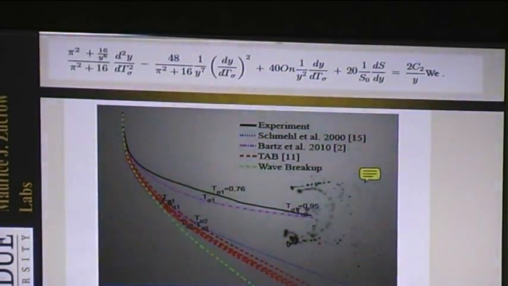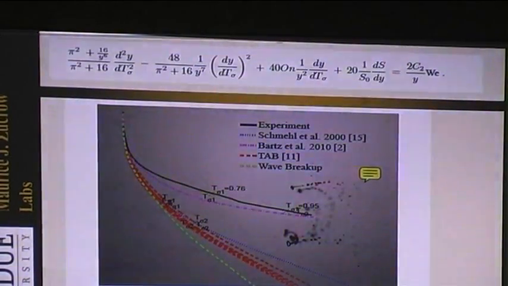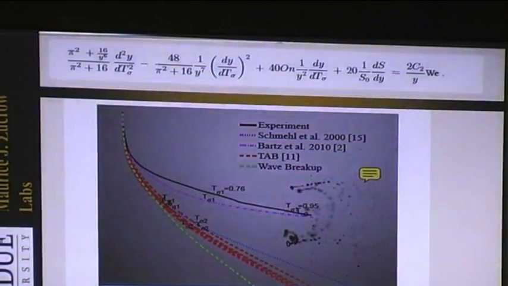So the point from this is that the nonlinear Taylor analogy breakup model, as originally proposed by Schmehl, but most recently modified by Frank Oliver Bartz and Yildmesher, folks at Karlsruhe Institute of Technology, does a pretty good job of predicting the trajectory of bag drops as they undergo bag breakup, deformation, and fragmentation, and so on and so forth. Okay, next slide.